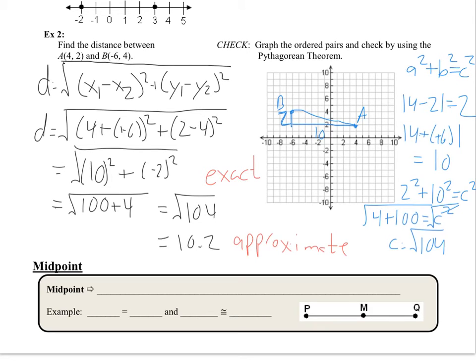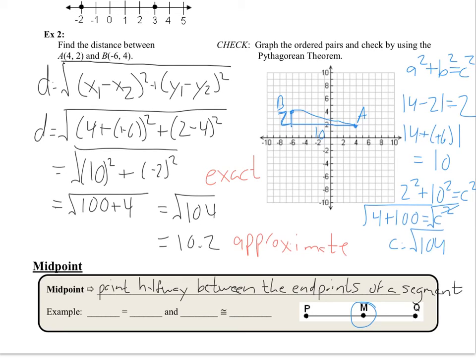Now, the next part of our notes is going to be over the midpoint. The midpoint can be simply defined as the point halfway between the endpoints of a segment. I'll say that one more time. The point halfway between the endpoints of a segment. Now, in the two examples it gives us, we see that M is the midpoint of PQ. This means that M is halfway between points P and Q.